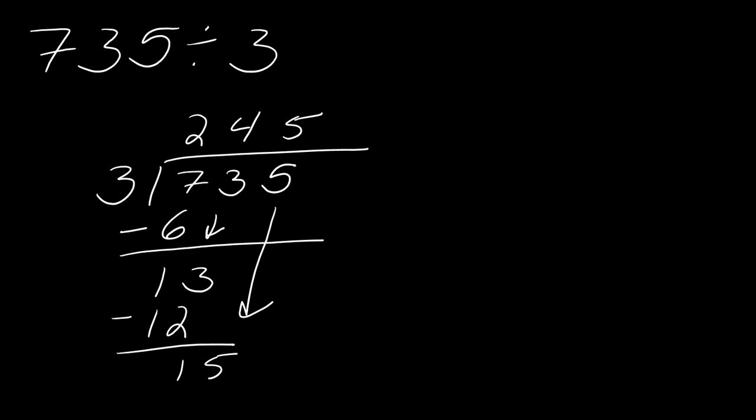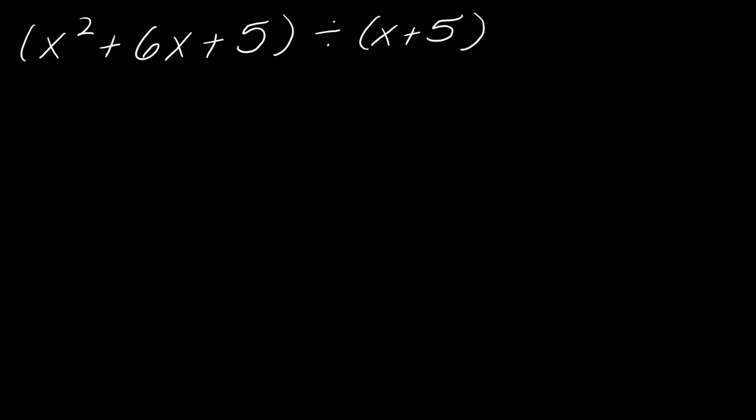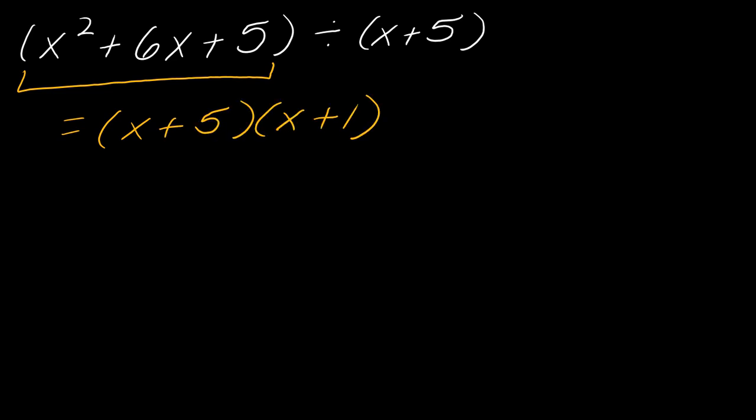Okay, so now let's apply that logic to this next problem here. I've got x squared plus 6x plus 5 divided by x plus 5. First of all, I want to note that this is not a monomial, right? This is 2 terms, and that's what changes us into a long division problem. The other thing I want to point out is we don't even really need long division in this example, because x squared plus 6x plus 5 will factor into x plus 5 times x plus 1. So in the event that something easily factors, if you're dividing by one factor, the answer should be the other factor. So our answer should be x plus 1.